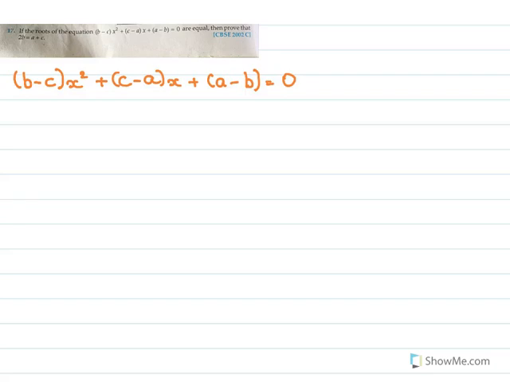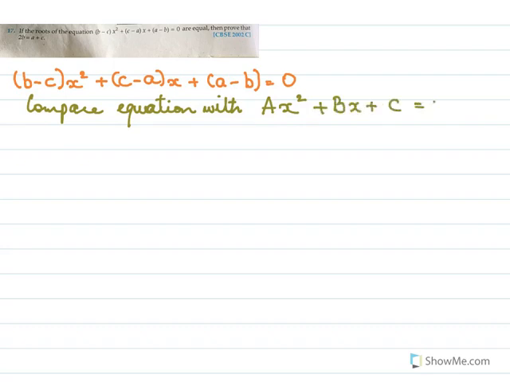If the roots of the following equations are equal, prove that 2b equals a plus c. So here again we compare the given equation with a capital Ax² + Bx + C = 0, since small letters have already been used, which means this is my A: b minus c, this is B: c minus a, and this is C: a minus b.